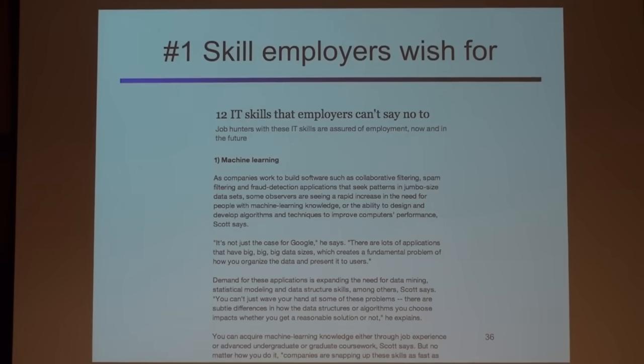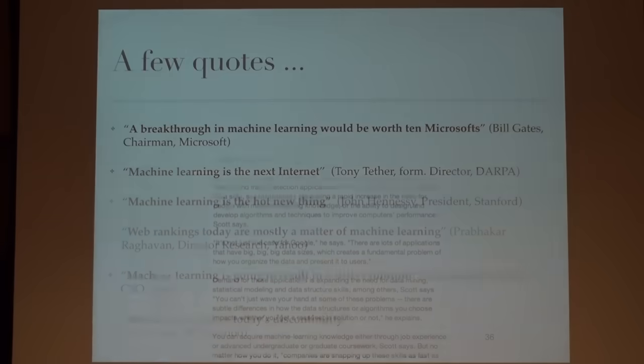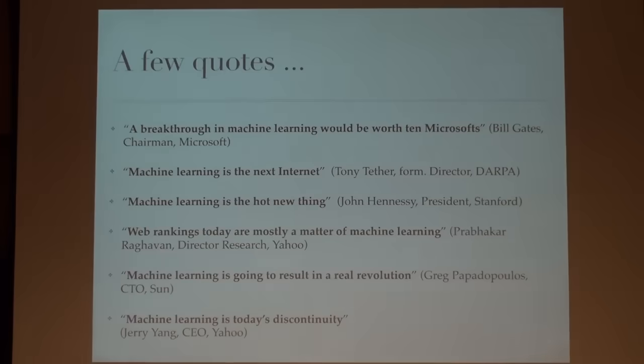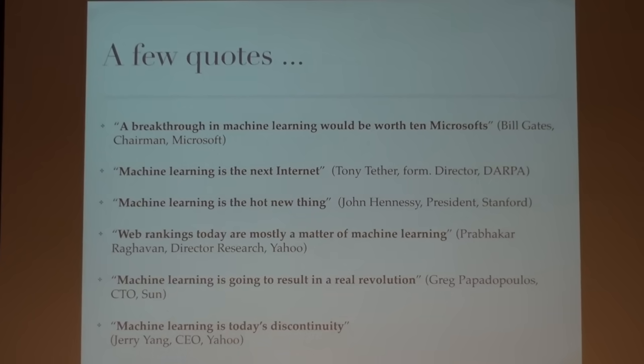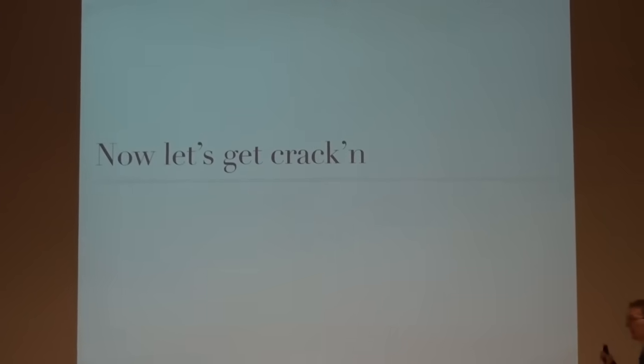Apparently, machine learning is the number one skill that employers wish for these days. Unfortunately, I don't remember where I got this from; someone claims that on the internet. There was a list of 12 IT skills that employers can't say no to. A few quotes that are now a little bit old: Bill Gates once said a breakthrough in machine learning would be worth 10 Microsofts. I'm waiting for that one. Machine learning is the next internet. Machine learning is the next hot thing. Web rankings today are mostly a matter of machine learning. That's really true. Machine learning is going to result in a real revolution. Machine learning is today's discontinuity. All right, that's the last slide, and from now on we will switch to the blackboard.